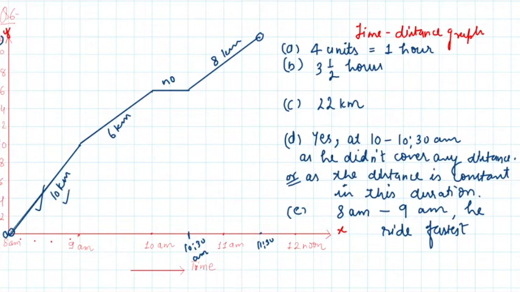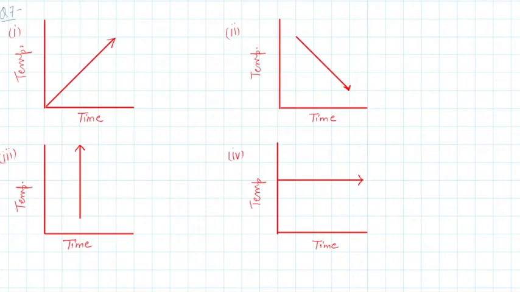Let's see the last question of this exercise, which is very interesting, question number 7. Can there be a time temperature graph as follows? In this question there are 4 different cases given, which are time and temperature graphs. We have to tell which graphs are possible out of these 4 cases. And if one or two are not possible, we will give the reason why that graph is not possible.